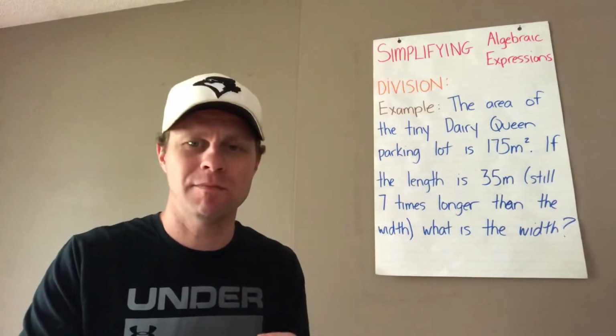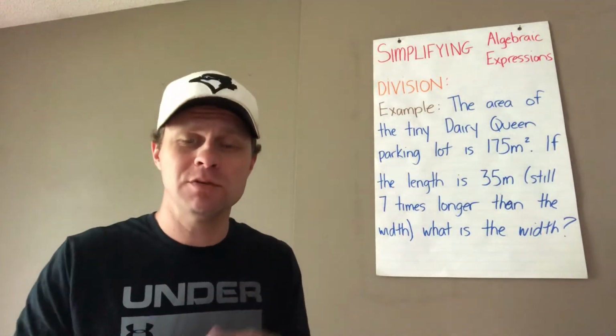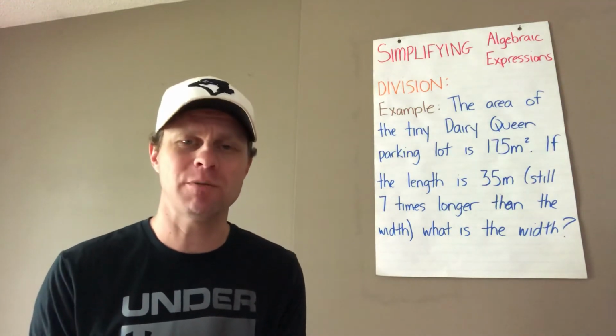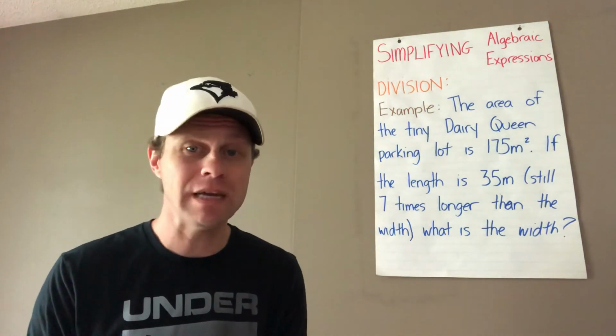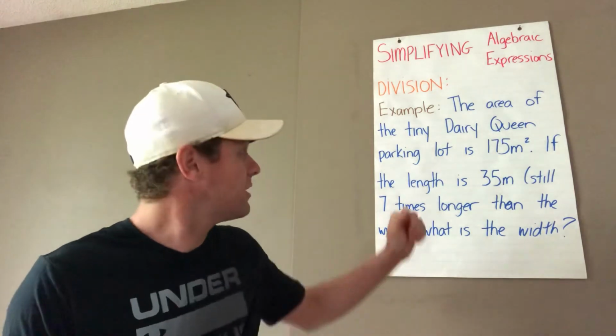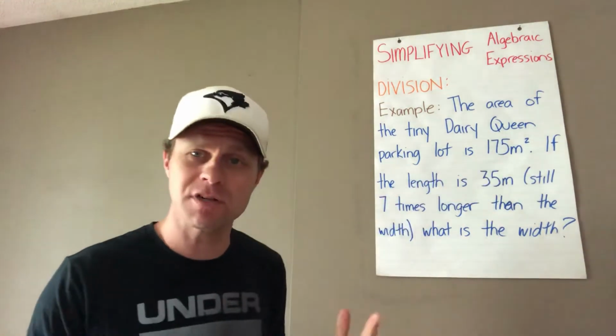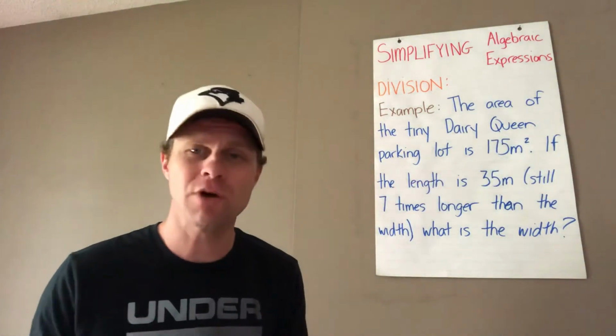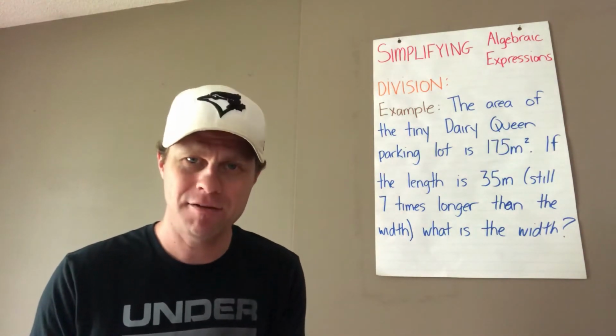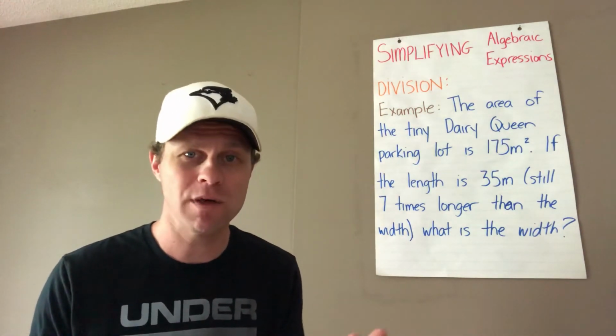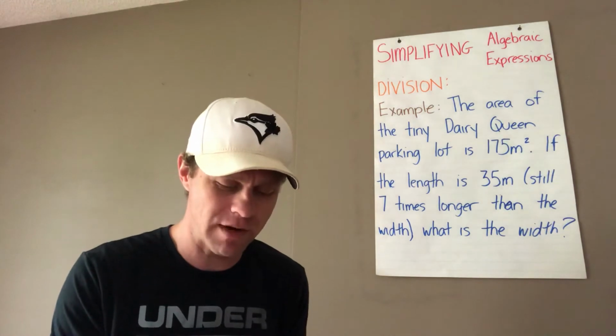We know that. Okay. We're going to substitute in the information that we already know. So we know that the area is 175 meters squared. The question already gives us that information. So I'm going to take out my A, or replace my A, with 175 meters squared.